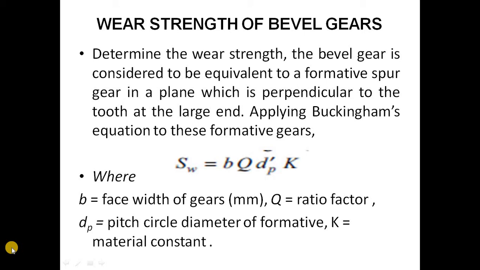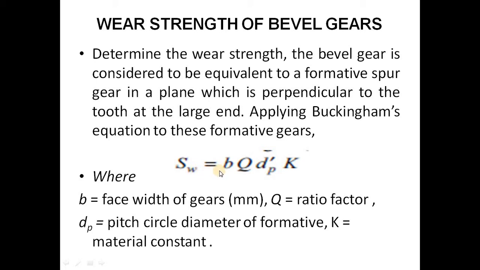That's because the contact between the two meshing teeth of the straight bevel gears is line contact, which is similar to the spur gear. That's why the wear strength of the bevel gear is considered equivalent to the formative spur gear, and we use that value to find the wear strength. We use the wear strength formula of the formative spur gear to find the wear strength of the bevel gear. This original formula of wear strength for the spur gear is used for the bevel gear.